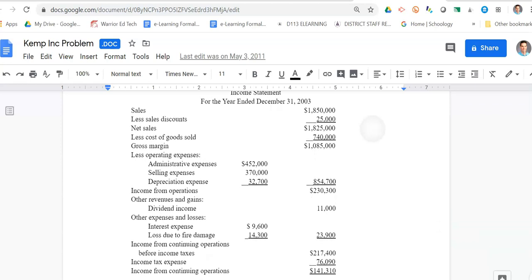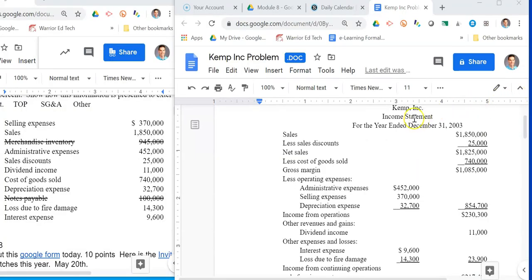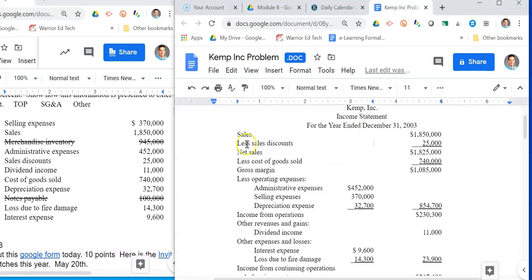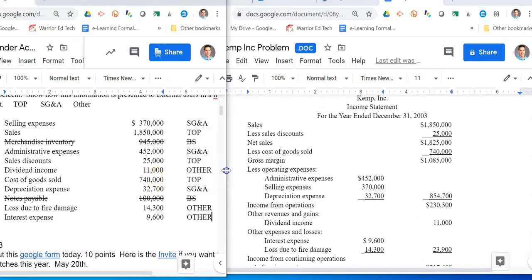All right, so now we're going to take the labels that we had. I'm going to do it side by side here. Once I have the heading on there, I'm going to start plugging in. I'm going to grab the items that go at the top of the financial statement. We labeled that here.